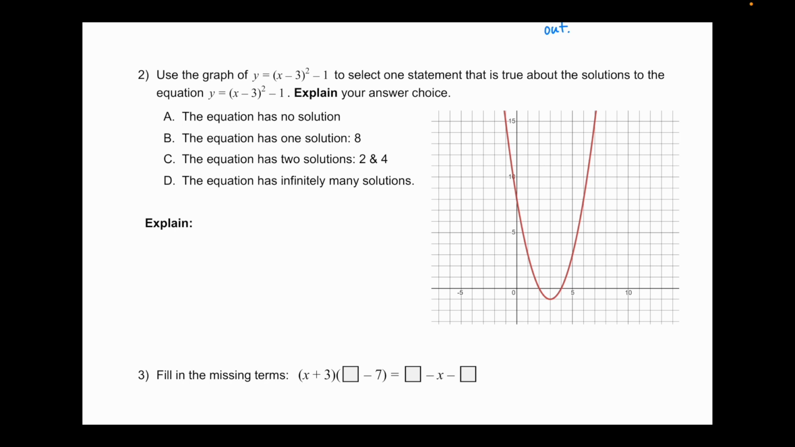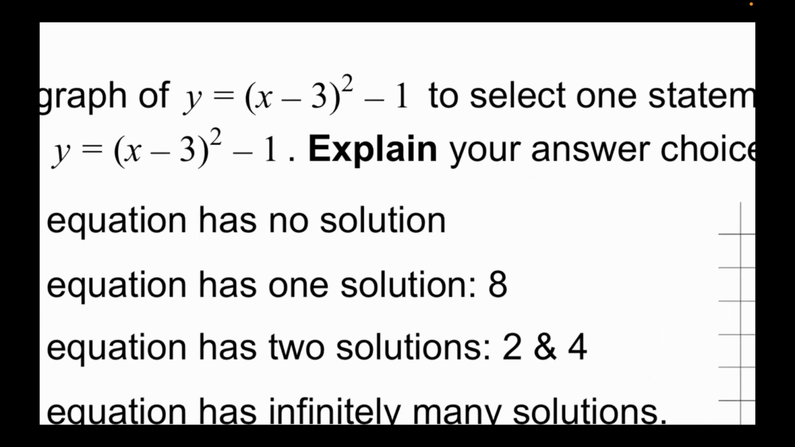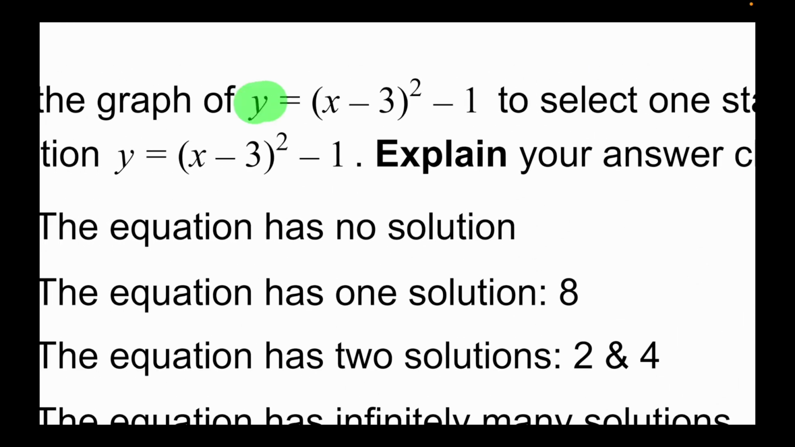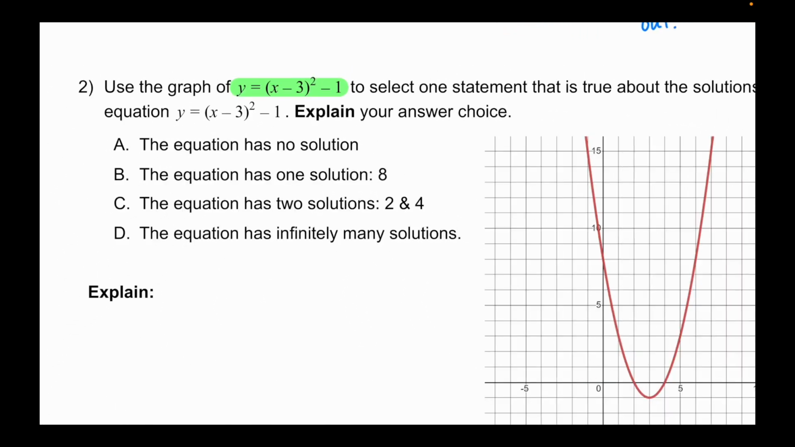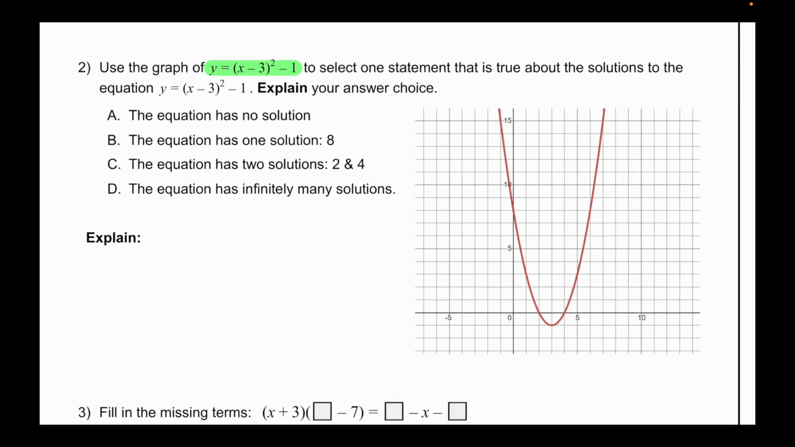We are going to use this graph to select one statement that is true and then explain our choice. So let's look first just at our function here. This looks like it's vertex form. Our equation there is graphed. Let's read through our answer choices or options. First one says it has no solution. The second one says it has one solution, and that's 8. The third one says we have 2 solutions, which are 2 and 4. And then the fourth one says it has infinitely many solutions. So we have another question here about how many solutions this has.